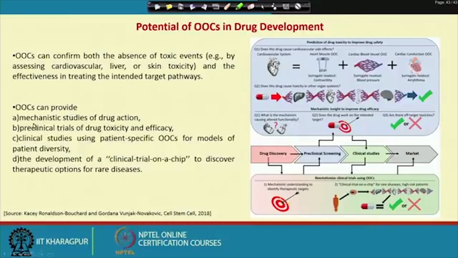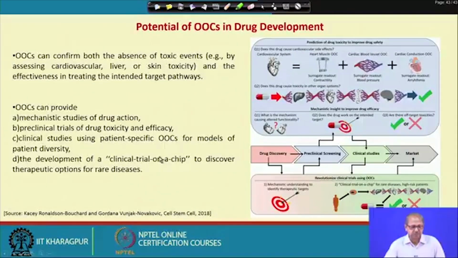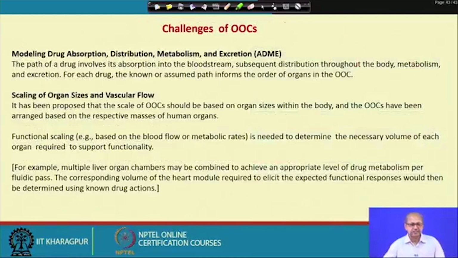So, organ on chip can provide mechanistic studies on drug actions, preclinical trials, clinical studies using patient-specific organ on chips, and lastly clinical trials on chip to discover therapeutic options, and for rare diseases. It means organ on chip has huge application in the coming fields, but there are a lot of challenges. What are the challenges?